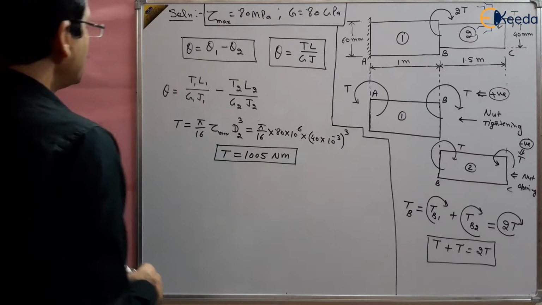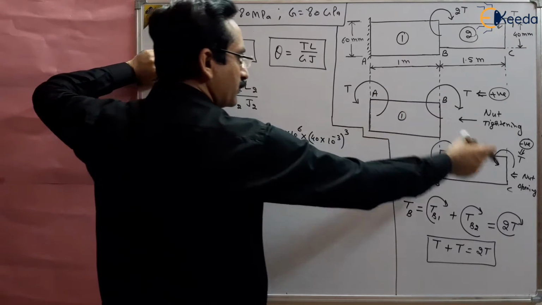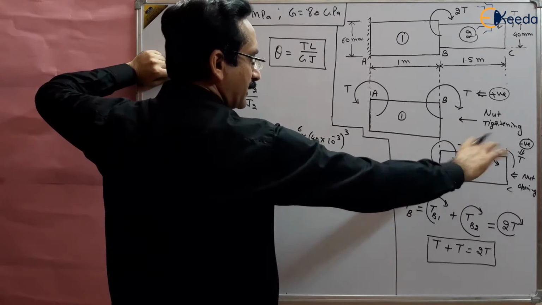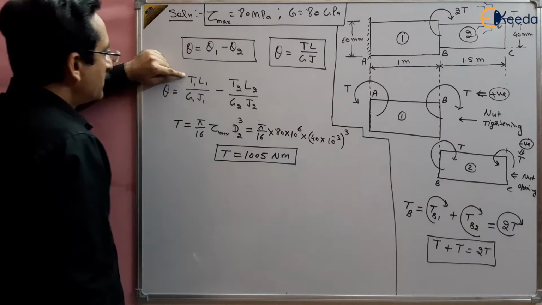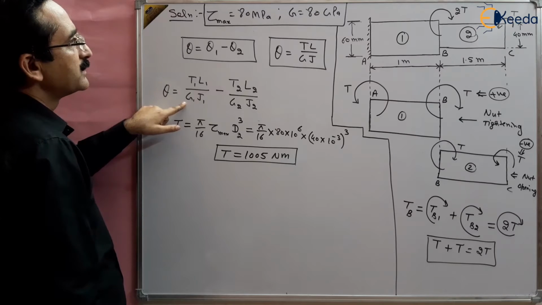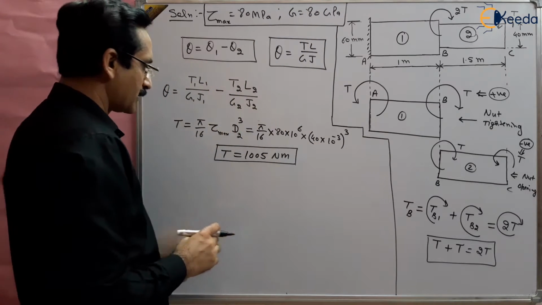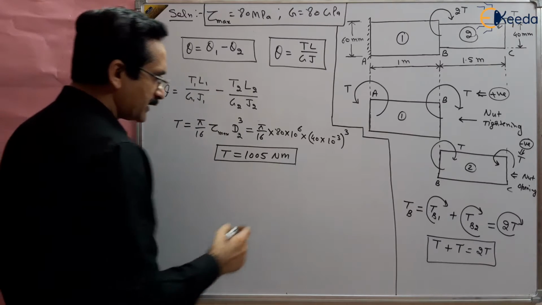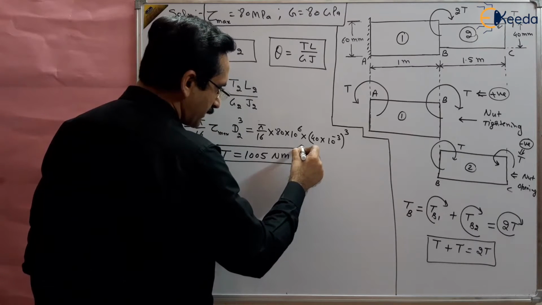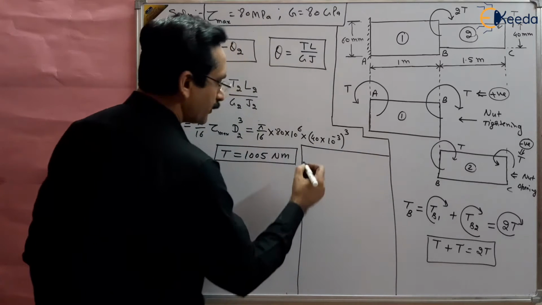Now T is known to us. T1 is torque T and T2 is also torque T in negative direction, right? L is known to us, G is known to us. G is same material, 80 gigapascal for both. J, polar moment of inertia, is still unknown. So let us first find out the polar moment of inertia, J.